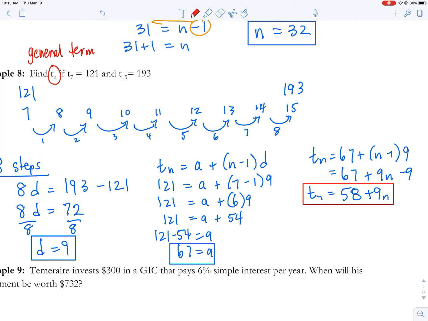And if you were going to check if this was right, we can always use T15 equals 193 to check. So I could do T15 equals 58 plus 9 times 15. And on a calculator, 58 plus 9 bracket 15, close bracket, equals 193. So that means we were good. We did it right, and we have the correct general term.